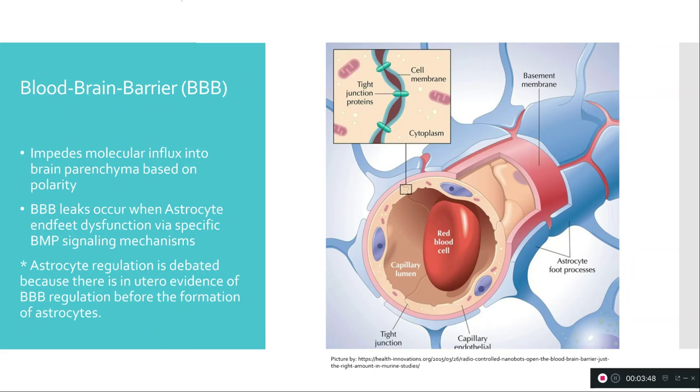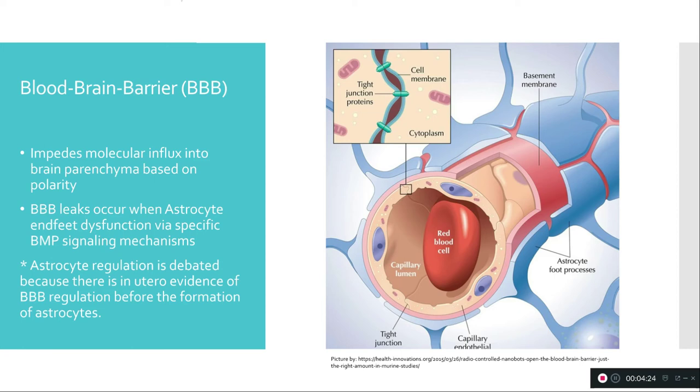So here's an interesting picture that shows the tight junctions of the blood vessels where the blood cells are going to pass through, and the astrocyte processes that kind of coat this blood vessel. So these feet are going to impede the molecular influx into the brain based on polarity. Also, the blood-brain barrier will allow things to pass based on size. But there's a lot of things that go into what can and can't pass through the blood-brain barrier readily. And it's one of the challenges in drug delivery into the brain.